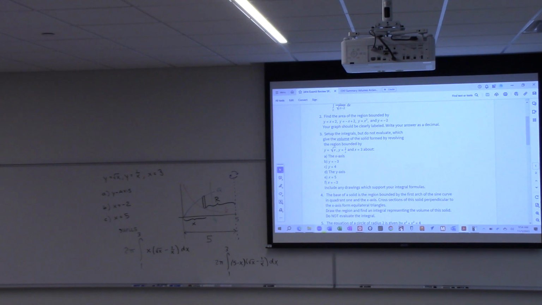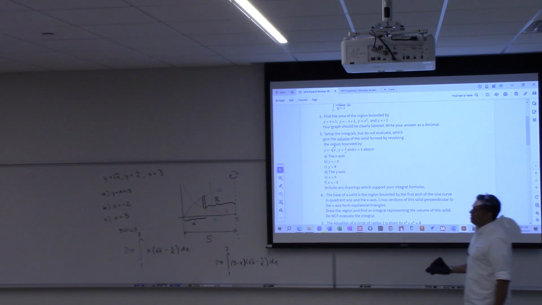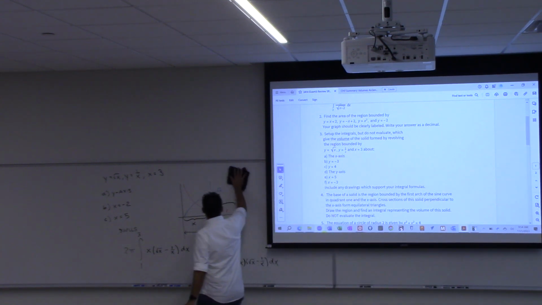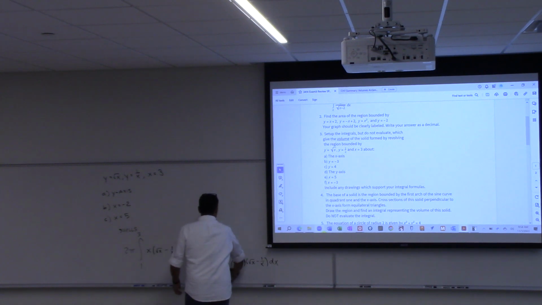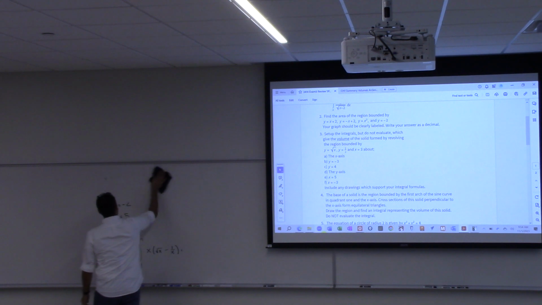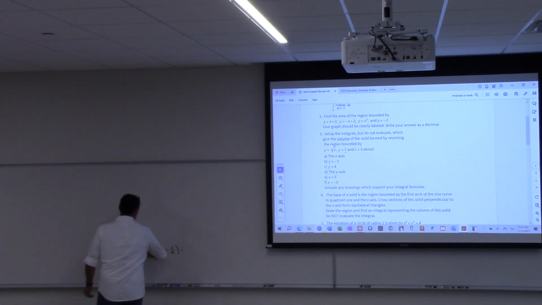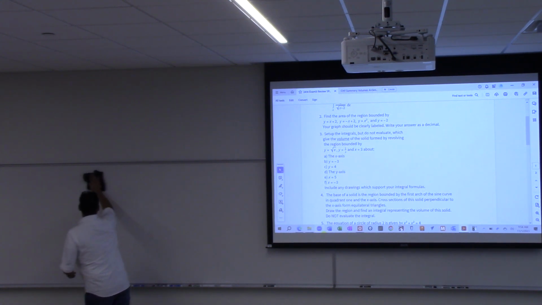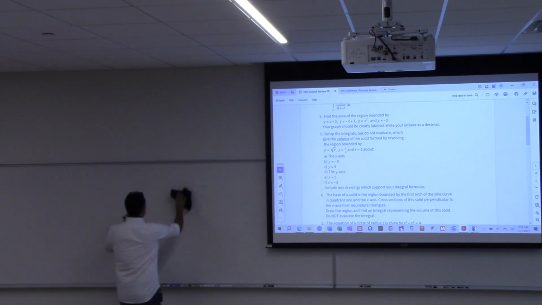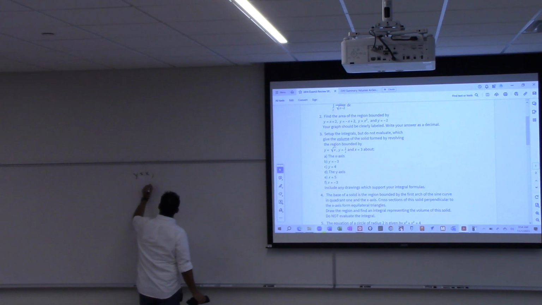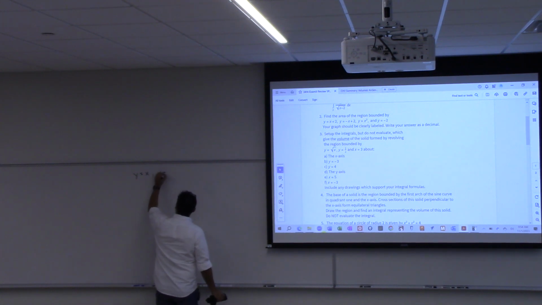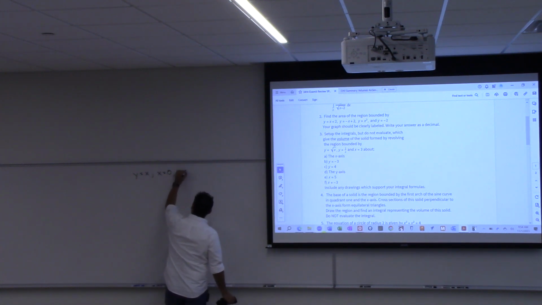Now, let me ask you something. I don't want to go too far off on this little tangent here, but what if I gave you this region? I'm going to make it a nice, easy region to work with. What if I gave you the region y equals x, x equals 0, y equals 1?